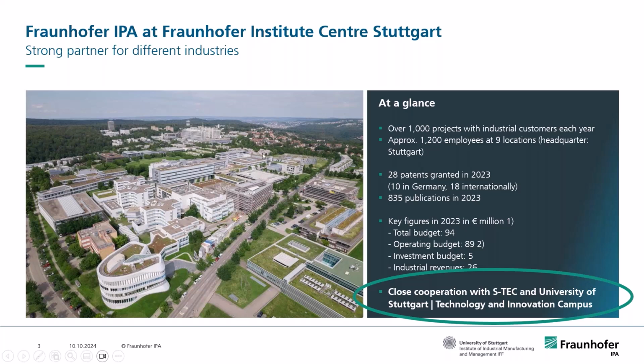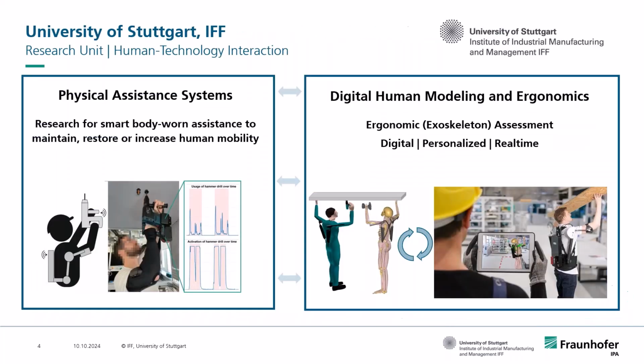Pretty much the whole area here is the campus, the Fraunhofer area in Stuttgart, with different kinds of institutes, 4 institutes there, and one of them is the Fraunhofer IPA. It is also a very typical feature of Fraunhofer institutes that they are always linked to universities. So we have a close cooperation here with Stuttgart Tech and the University of Stuttgart Technology Innovation Campus. And Mark, maybe you can tell us a little bit about the IFF research unit of the University of Stuttgart.